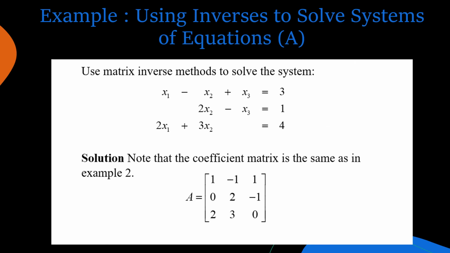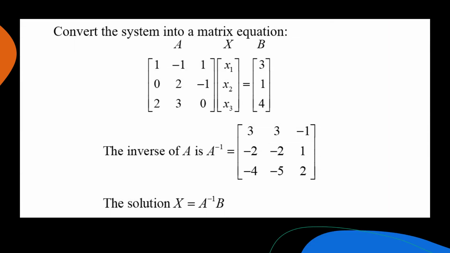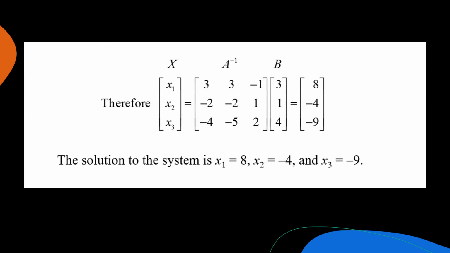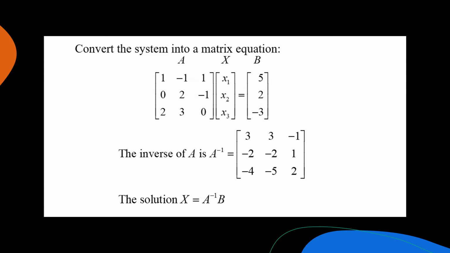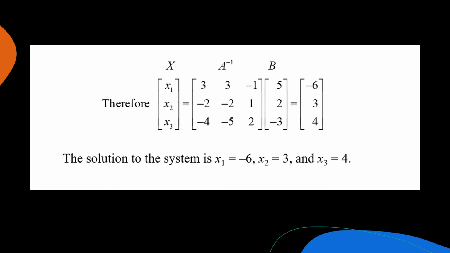Let's take another system. We again have equations in terms of three variables. A is there, and we would like to take the A inverse. So A inverse is there. Multiply that by the constant matrix 3, 1, 4. That gives you 8, negative 4, negative 9, and those are the solutions to the system. If I have a matrix A like this, then the inverse multiplied by the constant is negative 6, 3, 4, and that will be the solution.